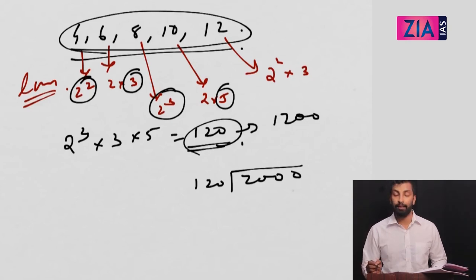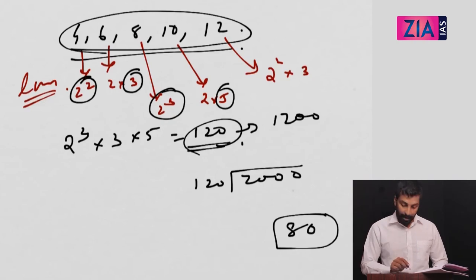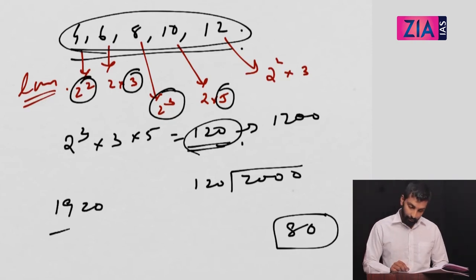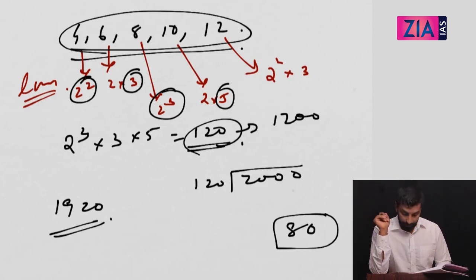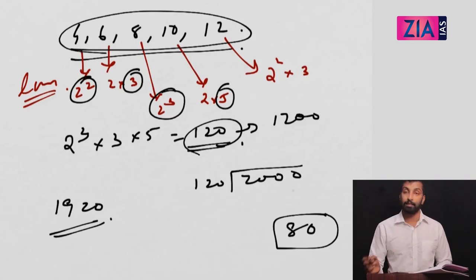See what is the remainder. When you divide, you will get 80 as the remainder. Subtract this remainder, and you get 1920. Why this remainder? Because you have 80 extra from the multiple of 120. So avoid that. You get the multiple of 120 less than 2000. So what is that? 1920. So 1920 will be divisible by all these numbers.